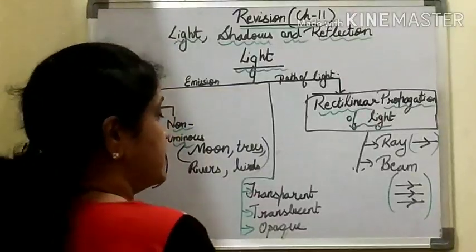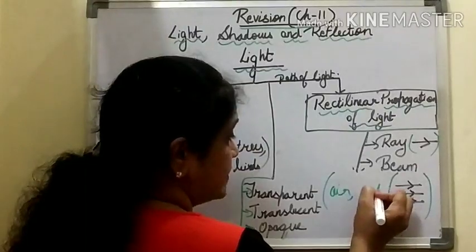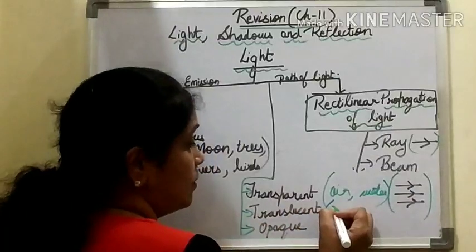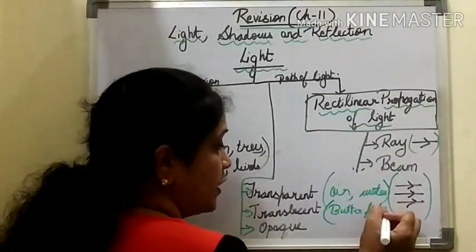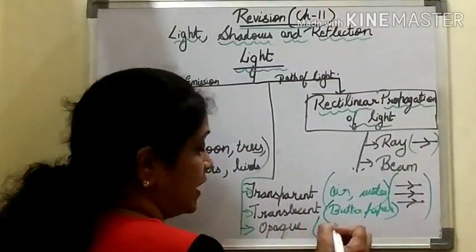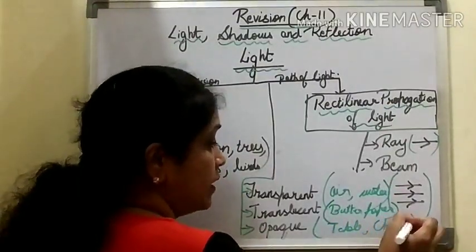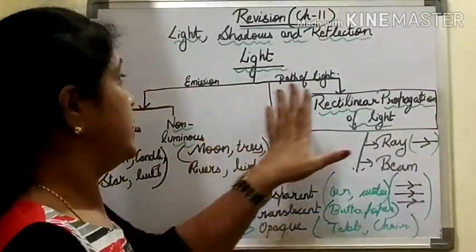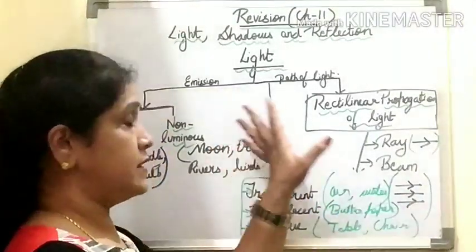Example of transparent, you just say air, clear water. They are examples of transparent objects. Translucent, what do you say? Butter paper, tracing paper. These are examples of translucent objects. And opaque, which do not allow light, you can say table, chair, human body. These are all opaque objects. Here we have luminous, non-luminous, rectilinear propagation of light, transparent, translucent, opaque. These things we have clear.